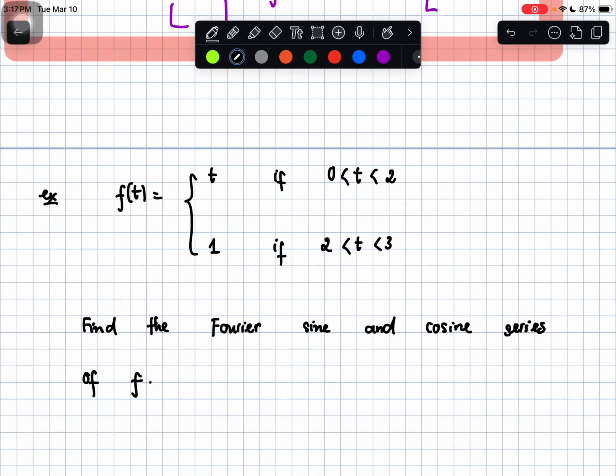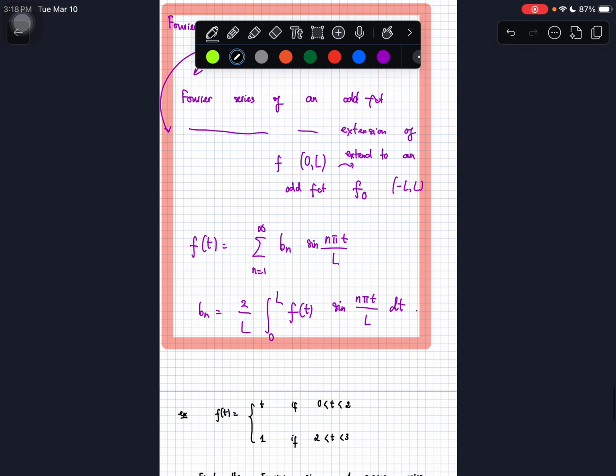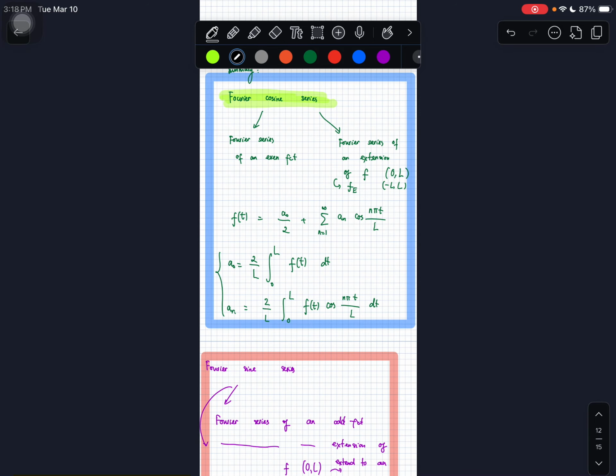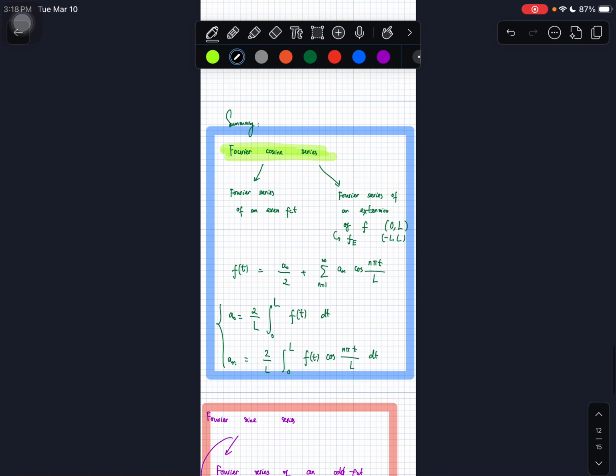We are given this function f equal to t for t between 0 and 2, and equal to 1 for t between 2 and 3. We need to find the Fourier sine and cosine series of f. So recall that we have these two formulas for Fourier cosine and Fourier sine series.